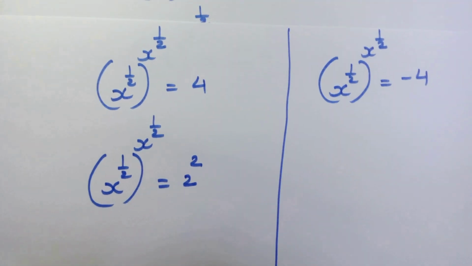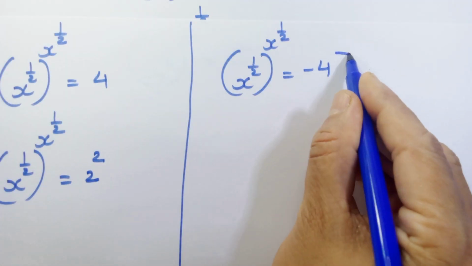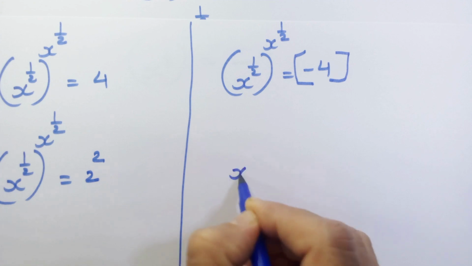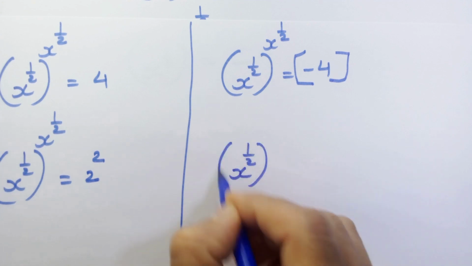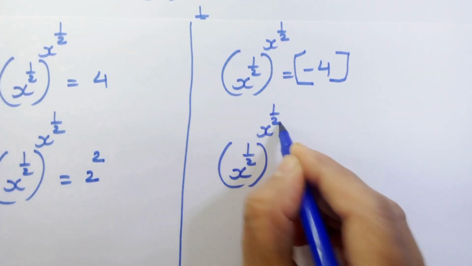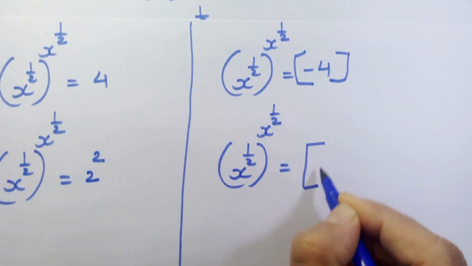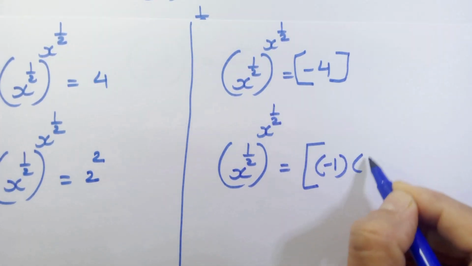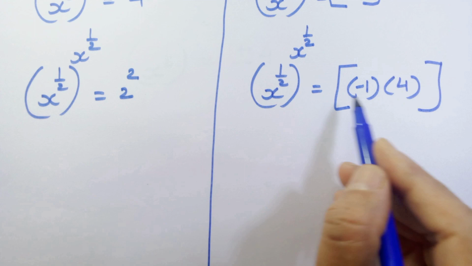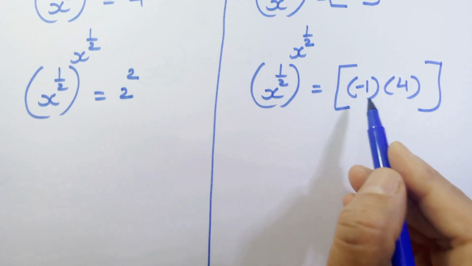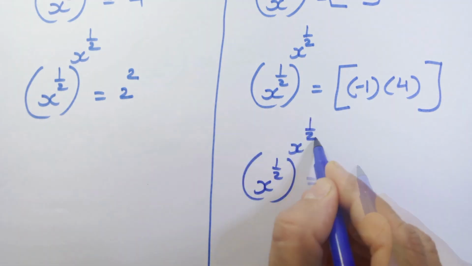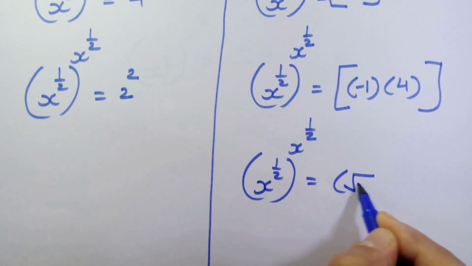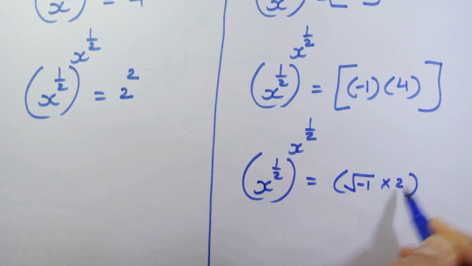Now here we can write, let's put this minus 4 in bracket. So here we can write x raised to 1 upon 2 whole raised to x raised to 1 upon 2 is equal to minus 1 into 4. Let's try to get same base and exponent here. Is equal to square root minus 1 into 2 whole square.